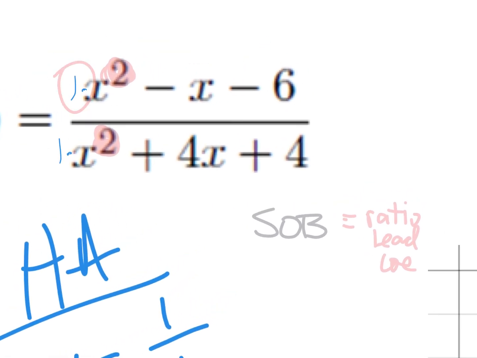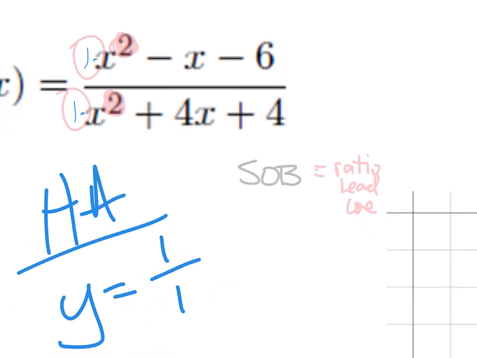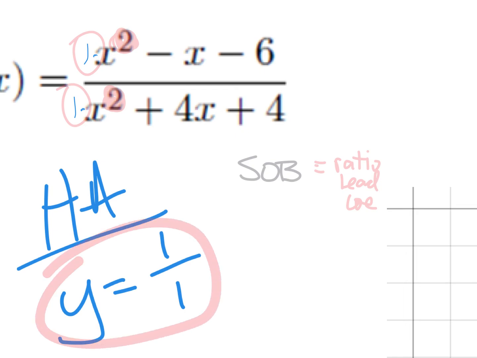So in this case, that's a 1 and a 1. So it's y equals 1 over 1, which of course would simplify to y equals 1. So is there a horizontal asymptote? Yes, at y equals 1. Because there was a 1 here and a 1 here, and you go y equals 1 over 1.